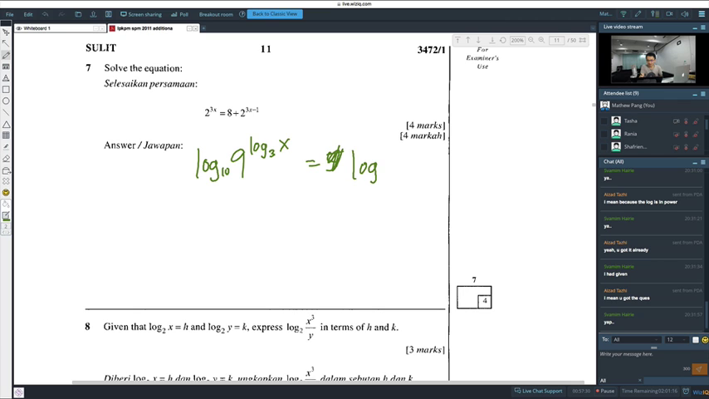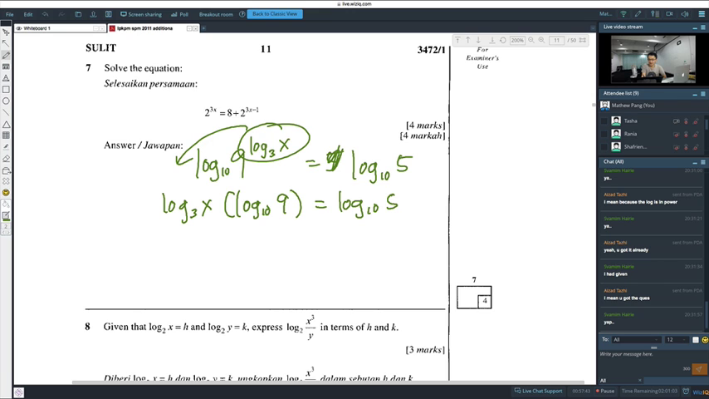So it will become log 10 of 5. Alright, then log tells us that the power we can move in front. So I will have log 3x, and this one will be log 10 of 9 equals log 10 of 5. And then of course I will move my log 10 of 9 to the other side. It's just log 10 of 5 over log 10 of 9. And then this one is actually a number.